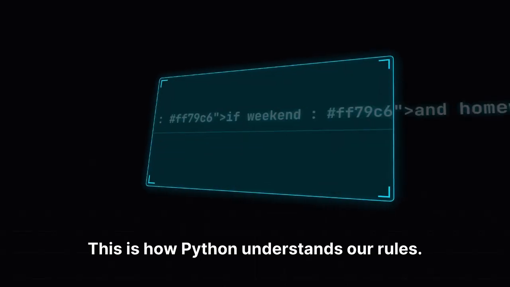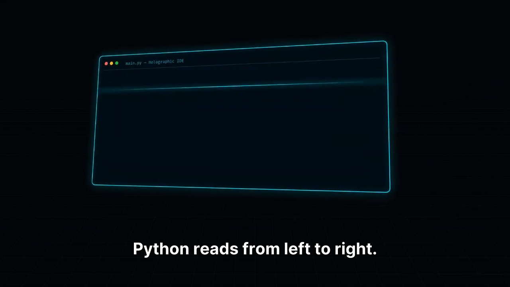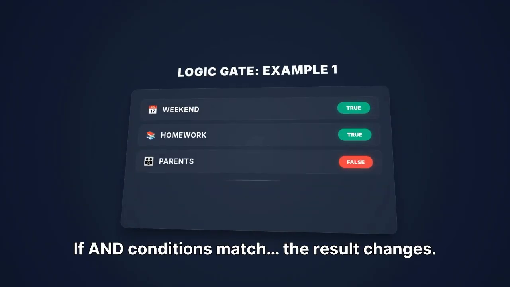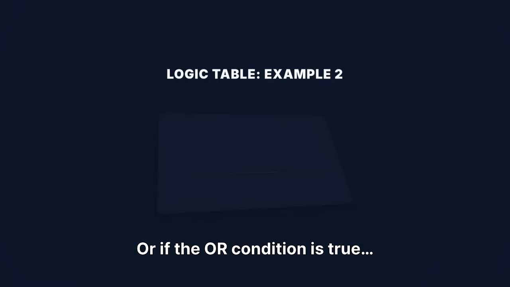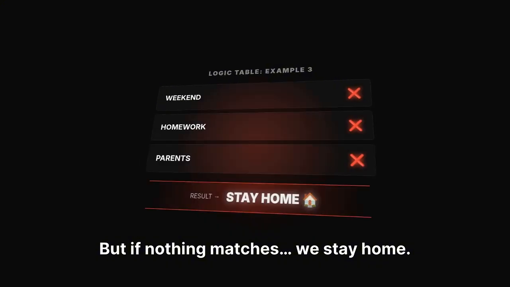This is how Python understands our rules. We connect conditions together. Python reads from left to right, and then makes a smart decision. See how it works? If the AND conditions match, the result changes. Or if the OR condition is true, the result is still play. But if nothing matches, we stay home.